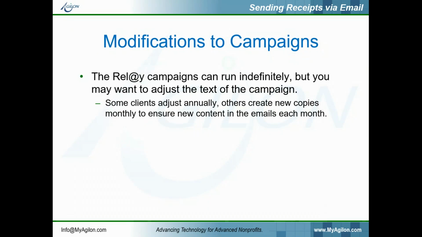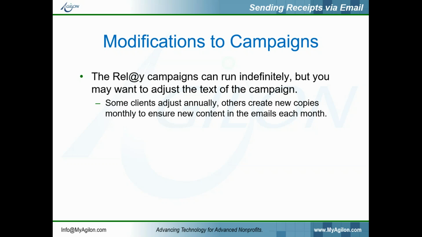So once you have your Relay campaign set up and you've got your queries that are kicking off every night to provide the data that's going to be sent out in these emails, your Relay campaign can really run indefinitely, other than maybe wanting to adjust the text every once in a while. You really wouldn't have to. Some clients adjust their receipts annually, but if you're using merge fields, you can include the year of the receipt.